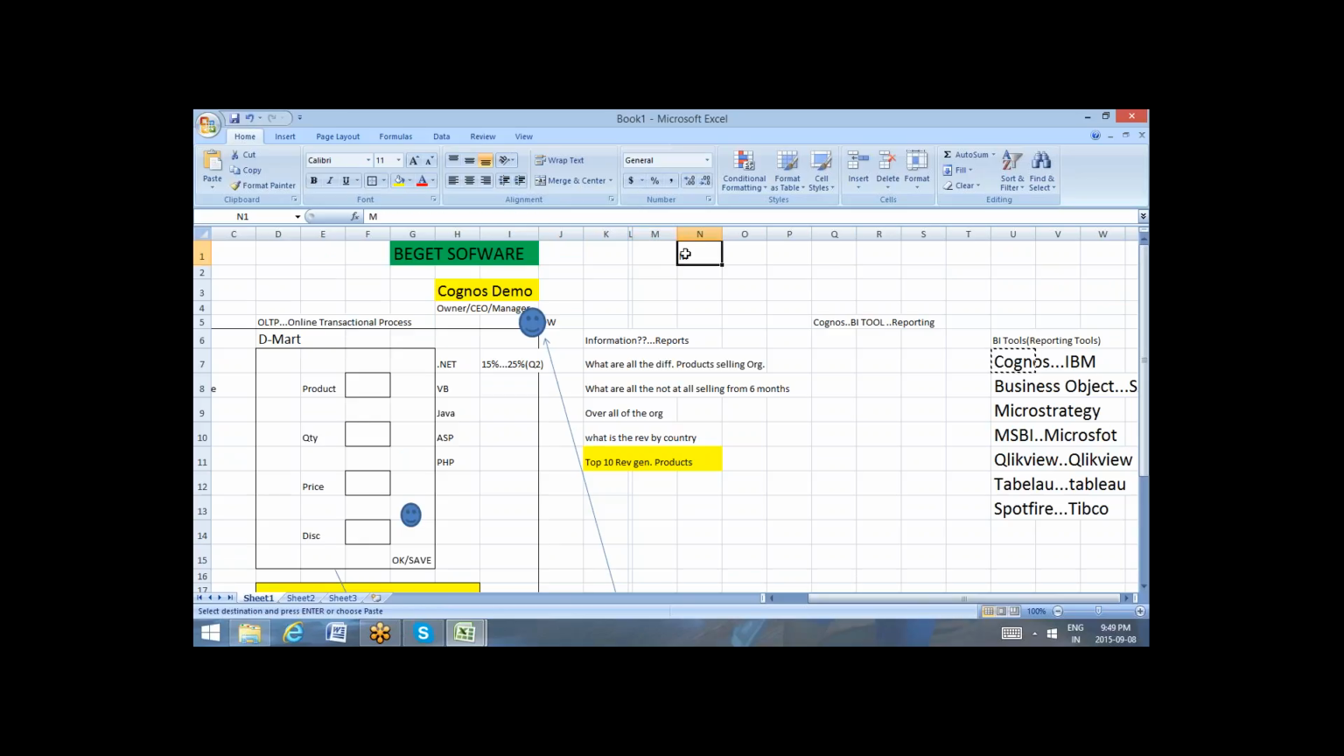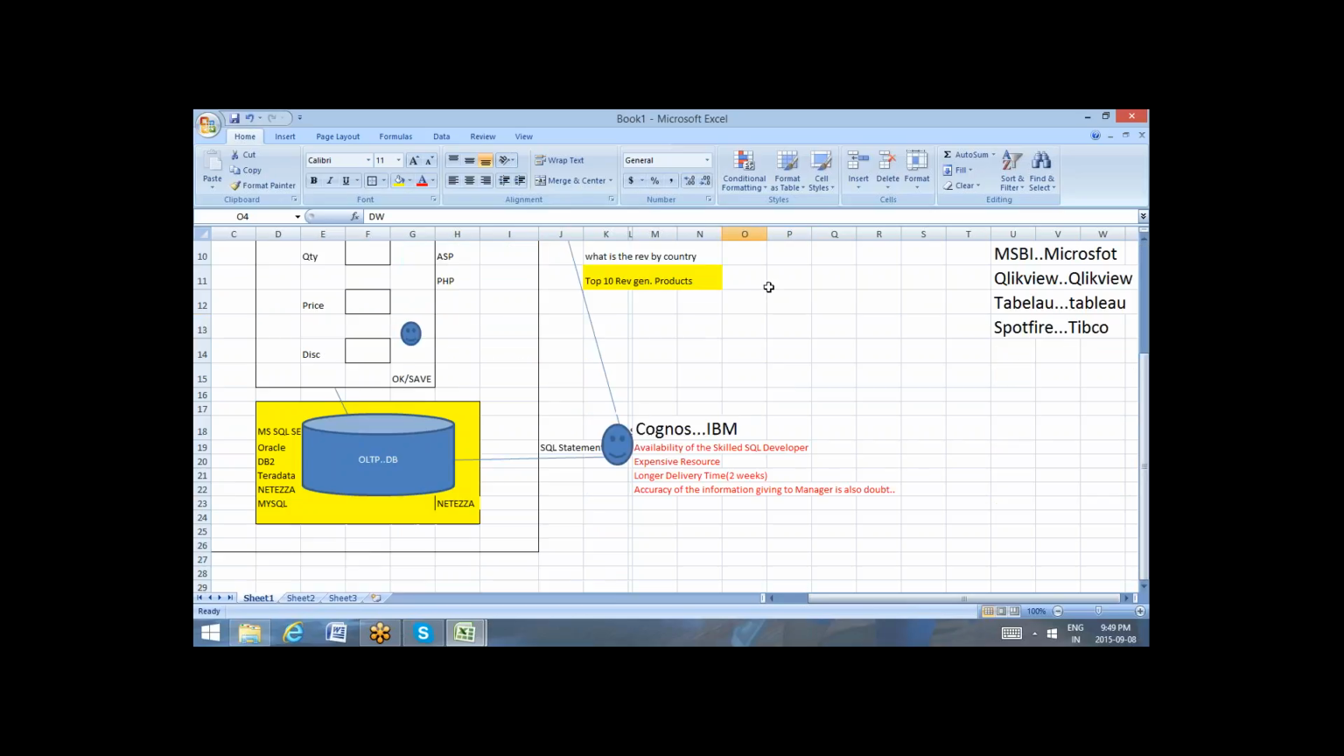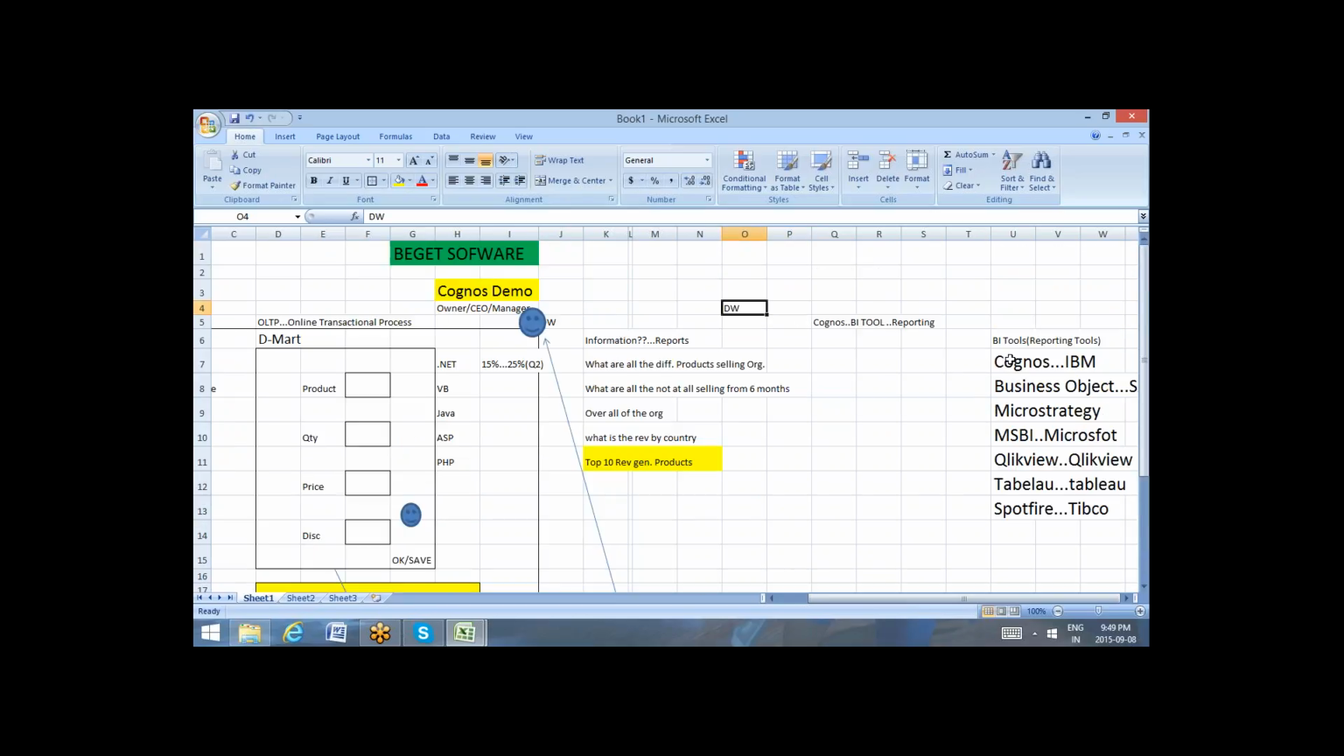Now we have one more issue: the data warehouse, which we discussed. The data warehouse database is available, so why do we need to keep maintaining it? That is the next question. Generally, all these tools are used to generate the reports based on the data warehouse database.